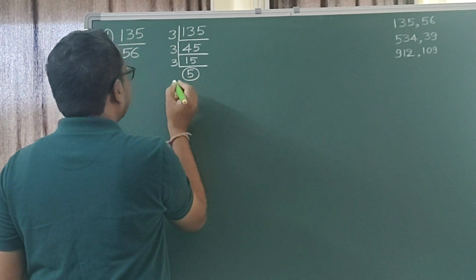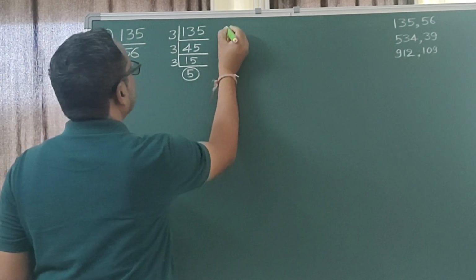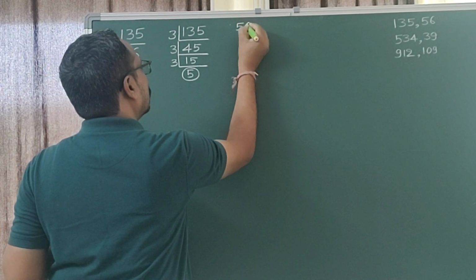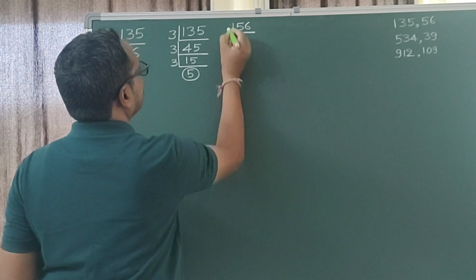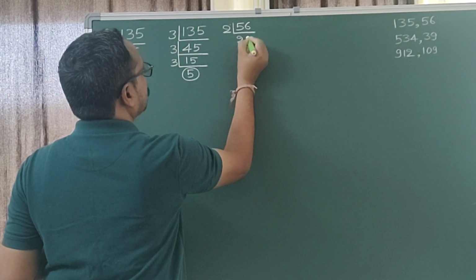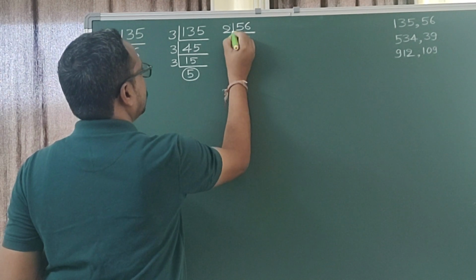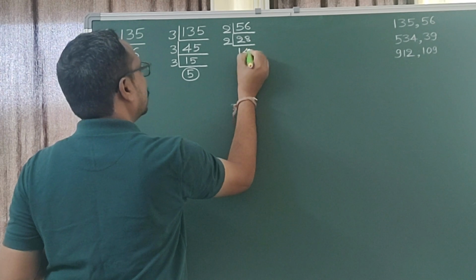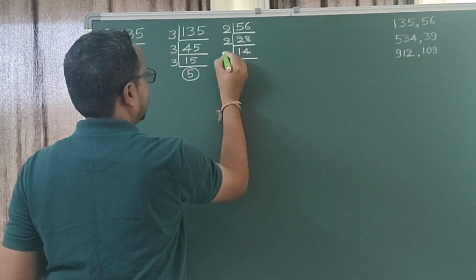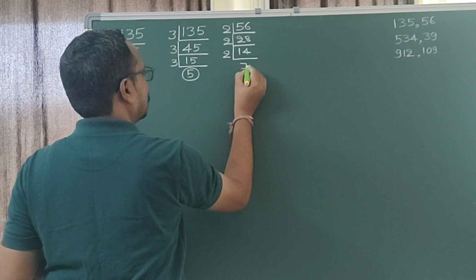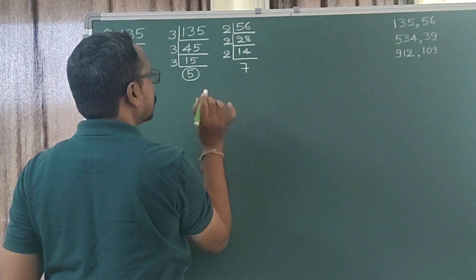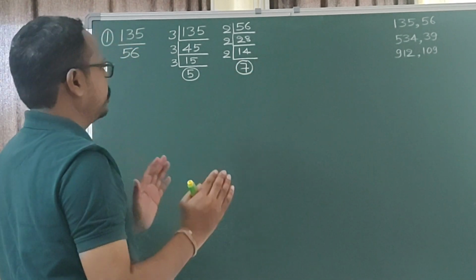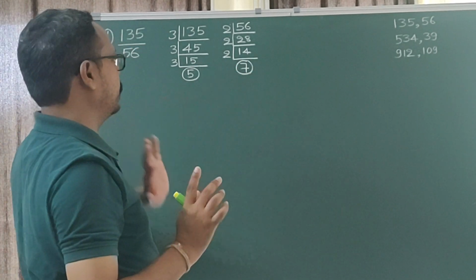Right? So similarly, take 56. Is it divisible by 2? Yes. What is the quotient? 28. Is it divisible by 2? Yes. What is the quotient? 14. Is it divisible by 2? Yes. Now, is 7 divisible by 2? No. Because 7 is again a prime number. So, you have to stop at the very moment wherever you encounter any prime number.